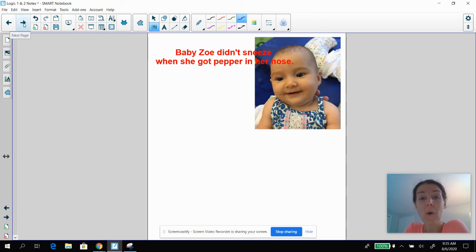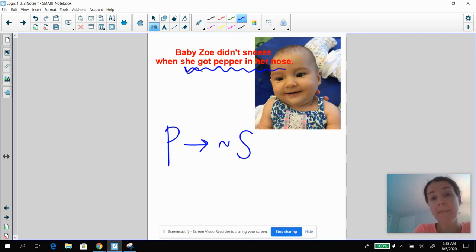All right, so hopefully your translation looks like this. So when she got pepper in the nose, that's your hypothesis. And she didn't sneeze would be not S. Cool? So if she got pepper in her nose, then she didn't sneeze.